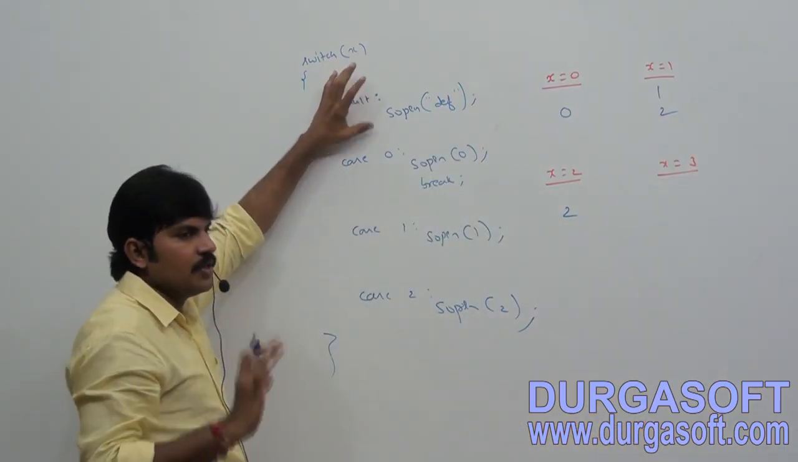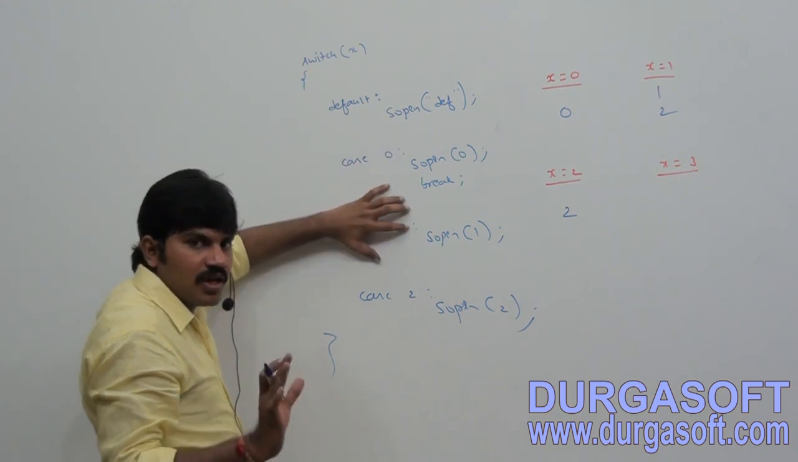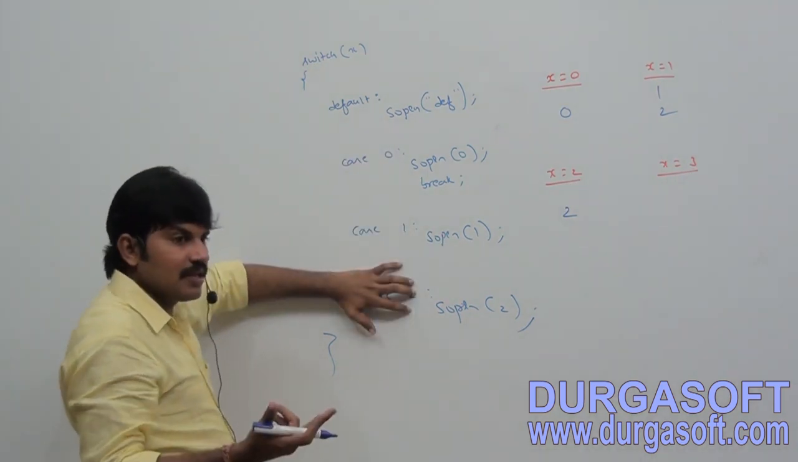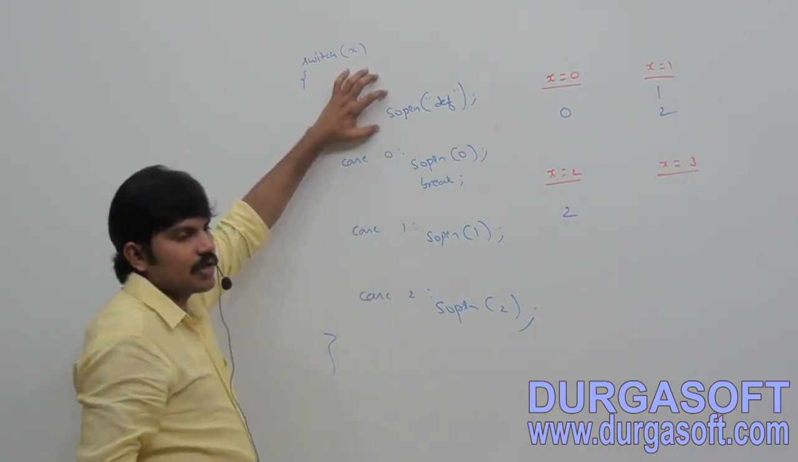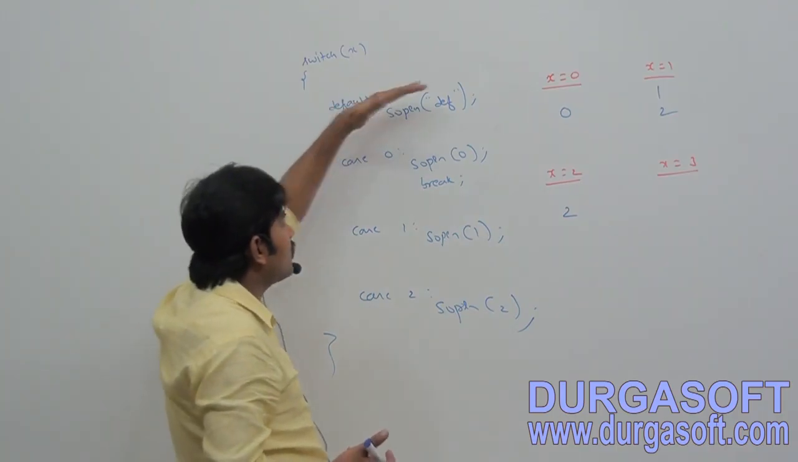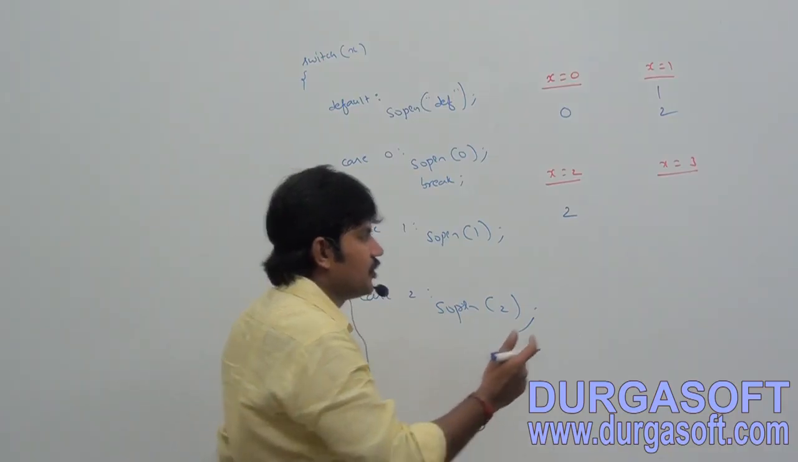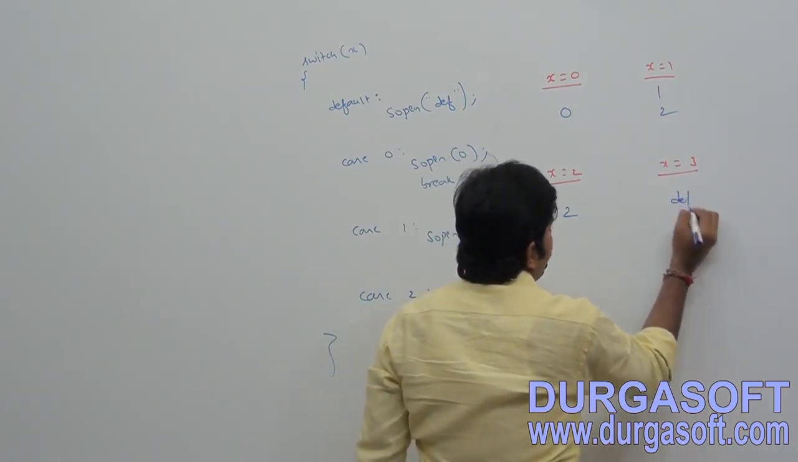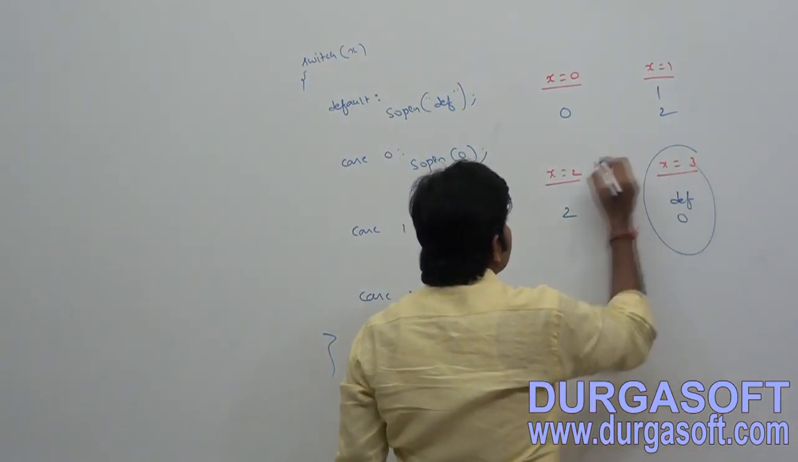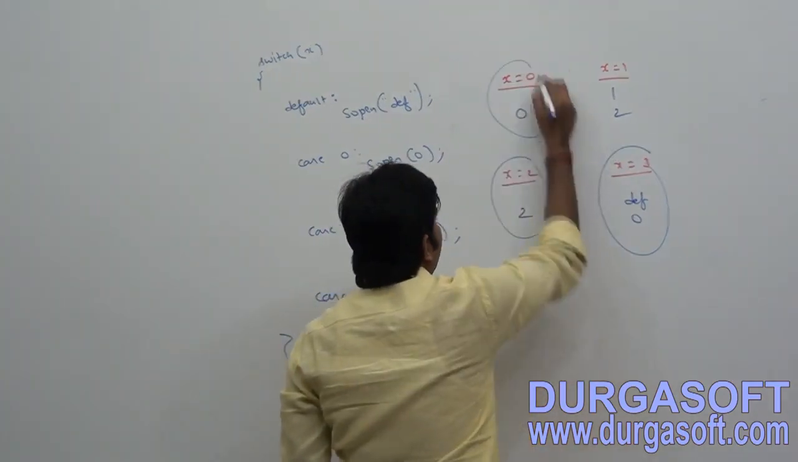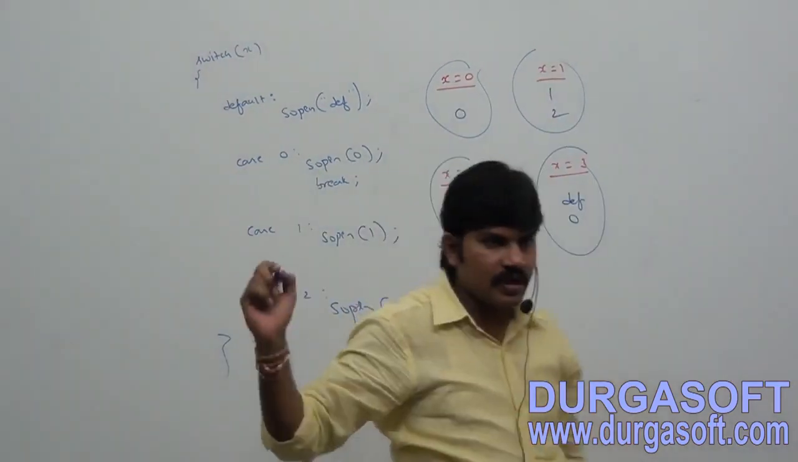X is equal to 3. Default, wait for some time. 0 not matched, 1 not matched, 2 not matched. Then obviously the default matched. From now onwards all until break or end of the switch. What is the answer now? Default followed by 0, right? I hope you are now aware of what the answers are. Okay, take this example.